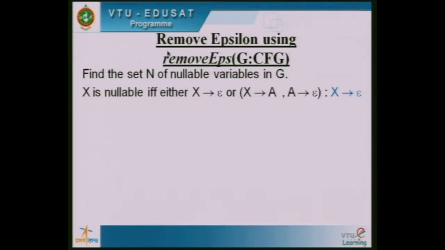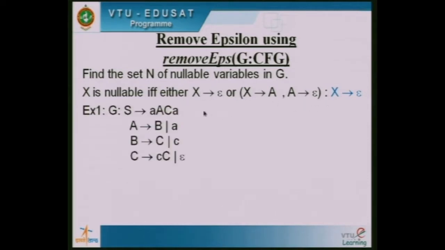The first step is removing epsilon productions using remove EPS. What do you mean by epsilon productions? Find the set of nullable variables in G. And what is a nullable variable? X is nullable if it has either an X tends to epsilon production rule or X tends to A and A tends to epsilon. It means in turn X tends to epsilon. If such types of rules are there, then they must be eliminated. Let us see one simple example.